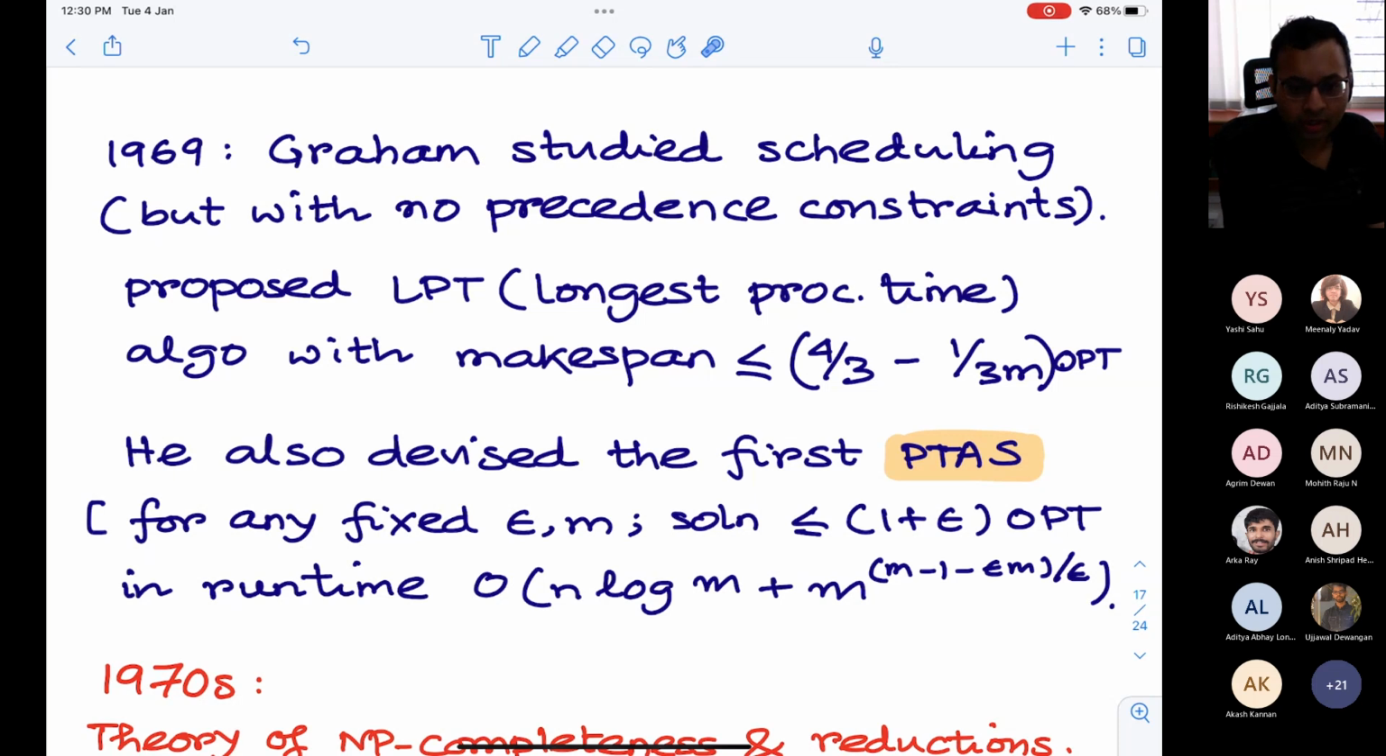And what he showed is you can do much better. Actually, there is another algorithm devised which gave the first polynomial time approximation scheme. Given a constant number of machines and some constant epsilon, he showed that you can get a solution by that algorithm which is 1 plus epsilon times opt. The runtime is something like this. For m constant and epsilon constant, this part is a constant. So you get an order n log m time algorithm. So this is the first PTAS he found.